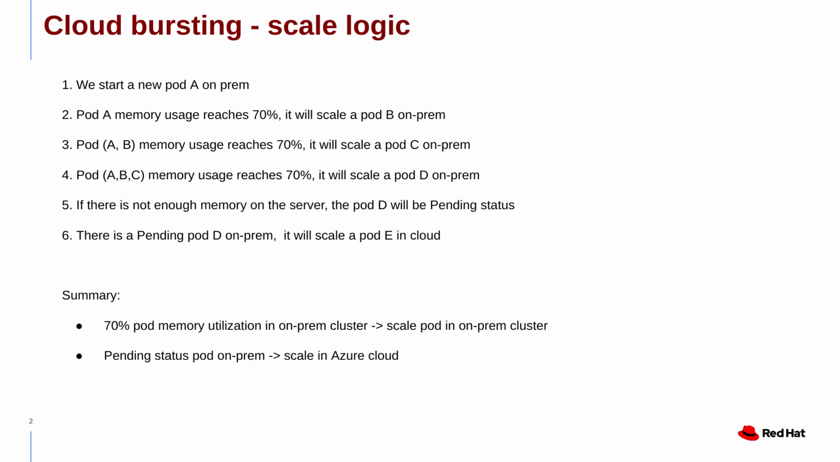We will start running a new pod on-prem, and after the memory utilization of this pod reaches 70%, it will scale another new pod. After that, if there is insufficient memory to start a new pod, this new pod will be in pending status, and in this situation, the pod will be scaled. We will scale a pod to the Azure cloud.